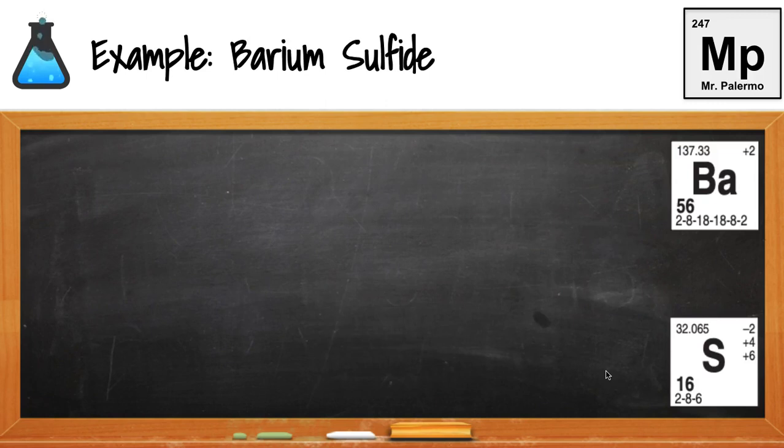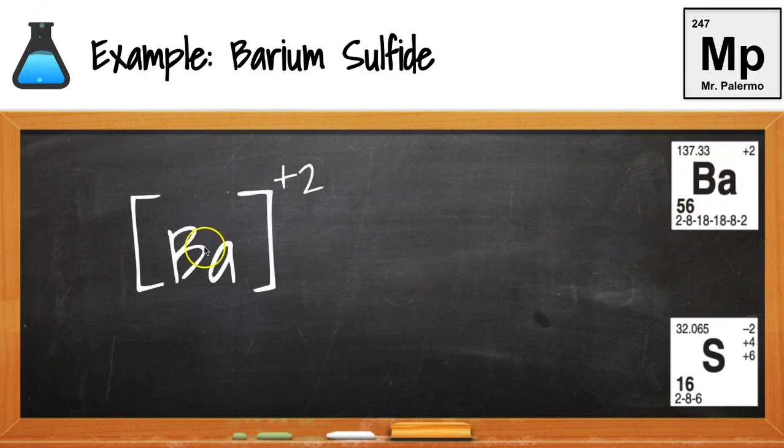Okay, so let's just see, how do we simply construct these dot diagrams? Well, let's look at barium sulfide. The first thing you want to do is locate barium. Here's the element box, and you see it has a +2 charge. So we're going to draw that dot diagram first. Because it's a metal, it's a positive ion, our cation, it has no dots, just our symbol, our brackets, and our charge of +2 as indicated in the upper right corner of our element box.